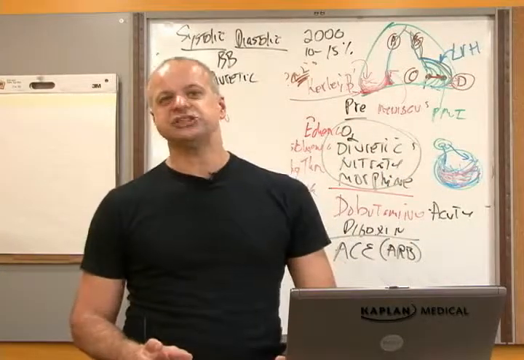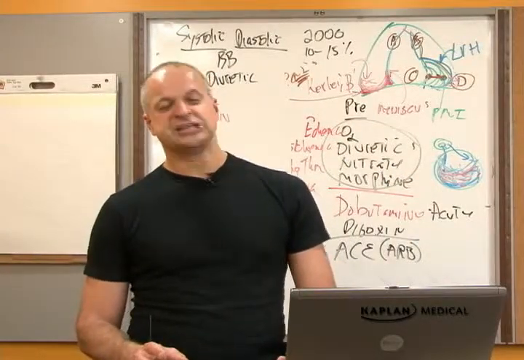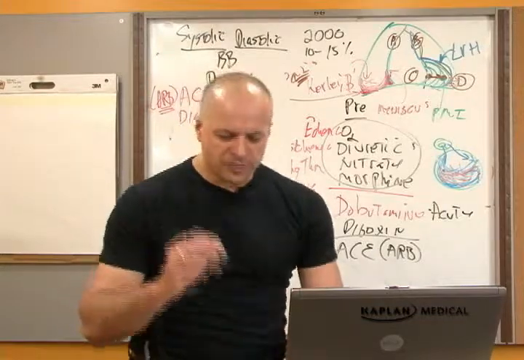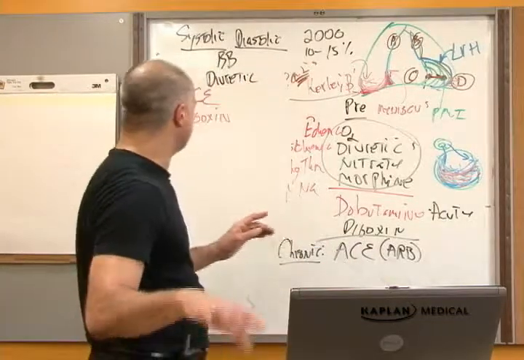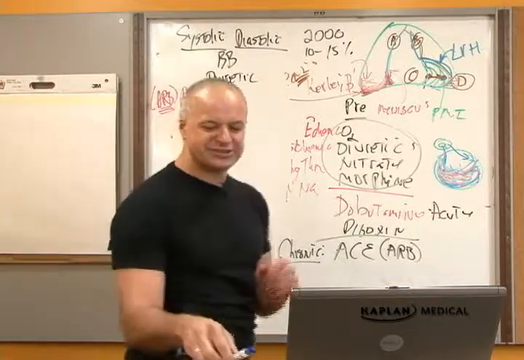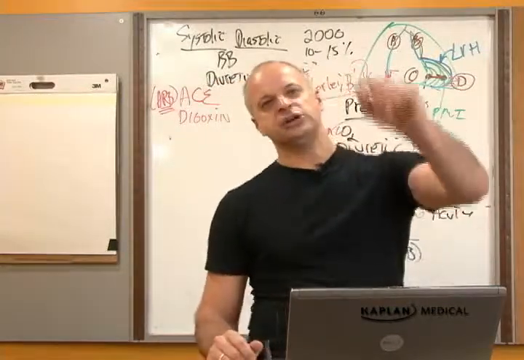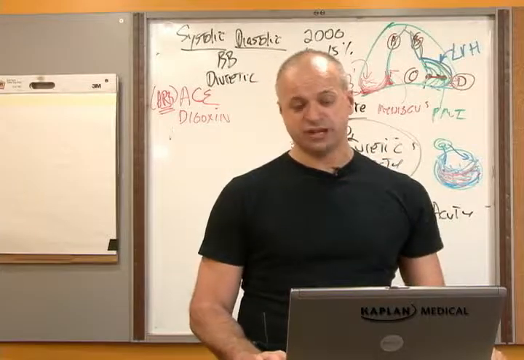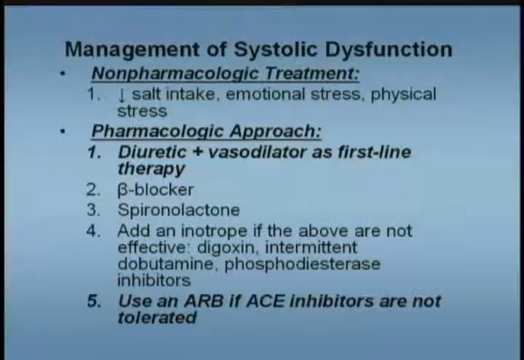So digoxin decreases symptoms. Diuretics decrease symptoms. Remember that spironolactone is not given in a diuretic dose. It is given in a tiny amount in order to decrease symptoms by inhibiting the renin-angiotensin system. The angiotensin receptor blocker and ACE inhibitors are generally interchangeable.